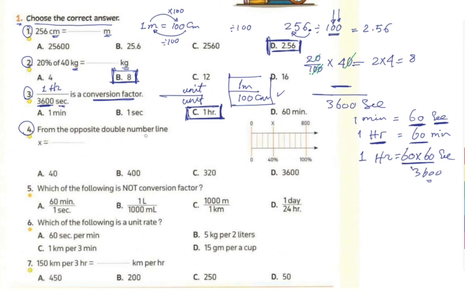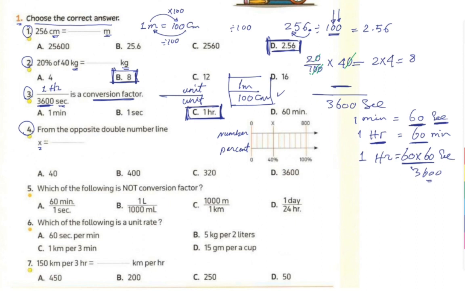Next question 4. From the opposite double number line, we have a double number line. That's the first term and second term. Now I need to find the value of x. Where is x? X is here. If you note, here we have 40%, 100%. So this number line, the second term, is a percent, and here is the number.